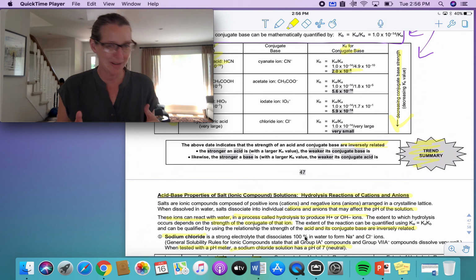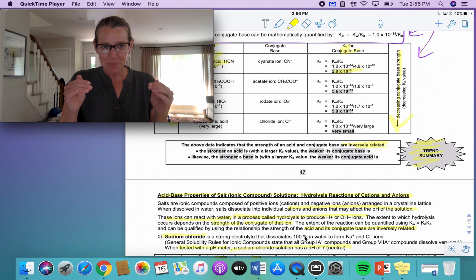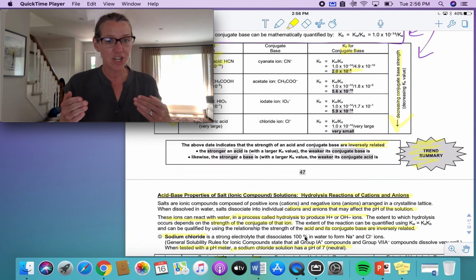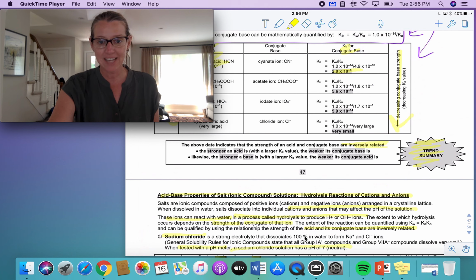For module number 31, I'm just going to explain what's on page 48. So hopefully you had a chance to read it over. From the previous part, you were looking at the relationship between Kas and Kbs because they can be calculated and there's an inverse relationship there. The stronger an acid is, it's got a weaker conjugate base. The stronger the base, the weaker the conjugate acid.